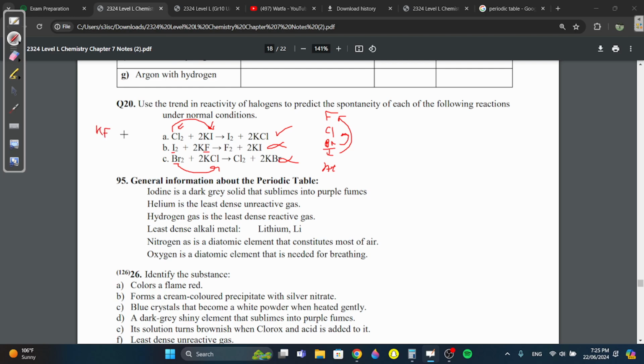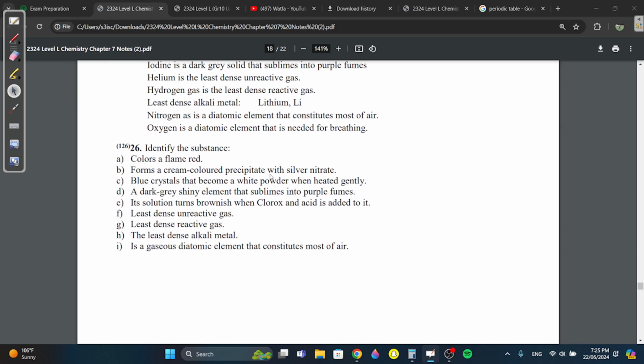KF plus I2. Okay, they say fluorine is more reactive than iodine. That's correct. No, pay attention. It's the one with 2 as the subscript. So if they change the order, it doesn't matter. Remember Hess's law, because you need this in chapter 8. It doesn't matter if you change the order.